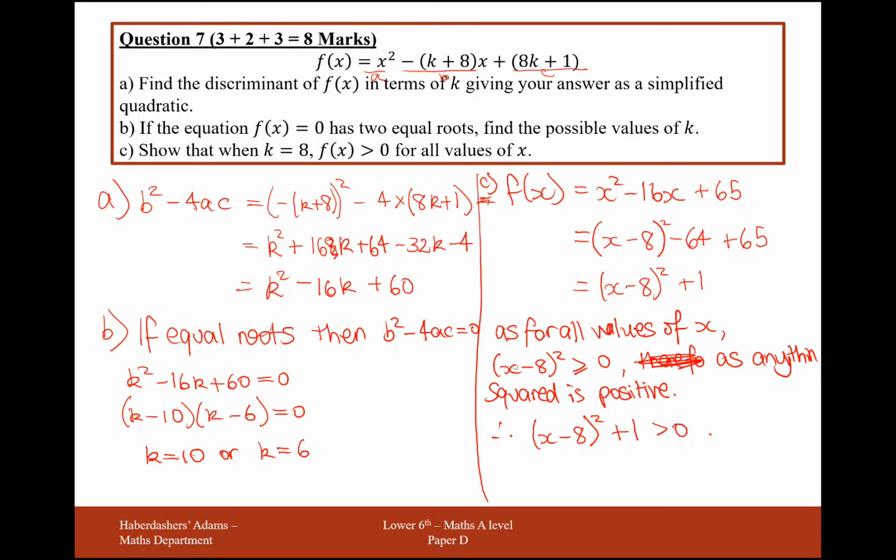So when x is 8, we're going to get an answer that is exactly 0 for the square, but as soon as we have to plus 1 on anyway, it always is definitely going to be greater than 0. Okay, so 8 marks there.